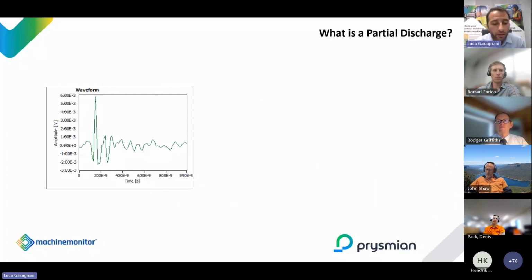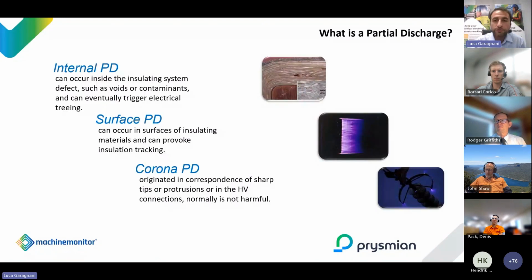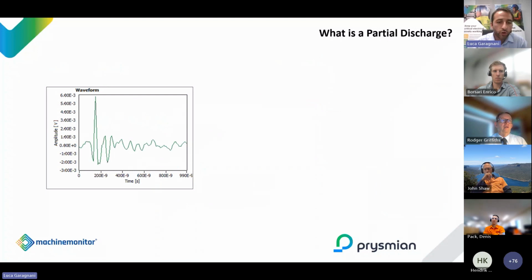How do we move from those pictures to something that we can actually detect and analyze? All the partial discharges are detected using oscilloscopes. So we use very fast oscilloscopes, and we try to detect the pulses generated by this spark.